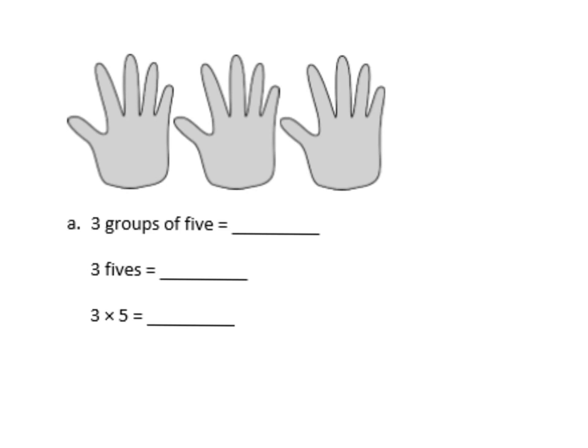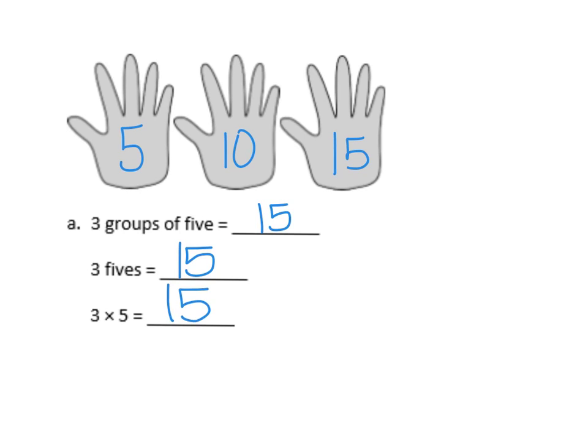Let's look at our problem set. Look at number 1, letter A. 3 groups of 5 is equal to blank. Count the numbers of fingers. We can count by 5s. 5, 10, 15. Our answer is 15. 3 5s is equal to 15. 3 times 5 is 15.